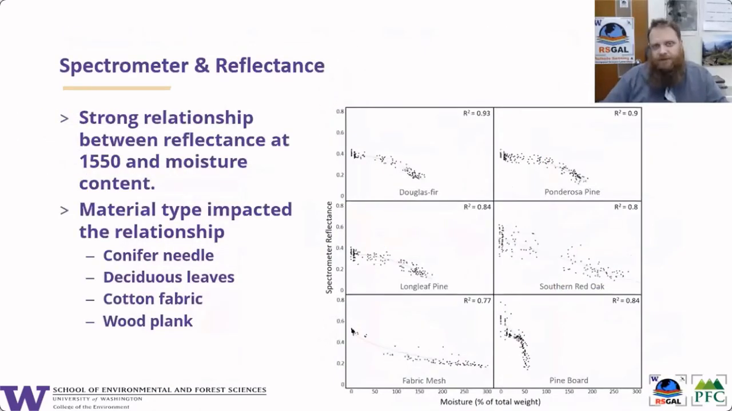Plotting out the data only at 1550 nanometers, the reflectance values from the spectrometer, we see a very strong relationship between the spectral reflectance and the moisture content as they dried. The conifer needles all tend to have a similar curve, with the southern red oak, pine board, and fabric mesh having different relationships with that reflectance as they dried.